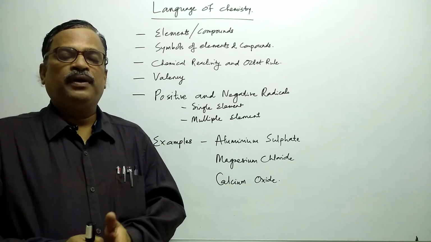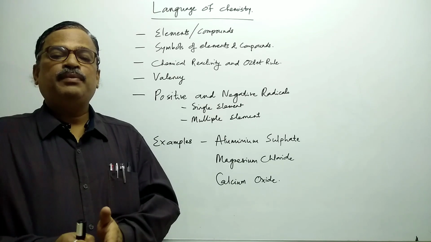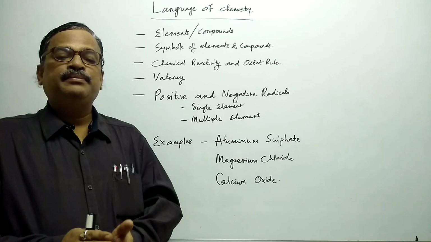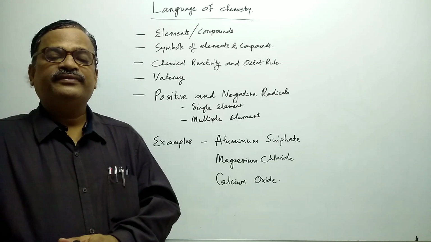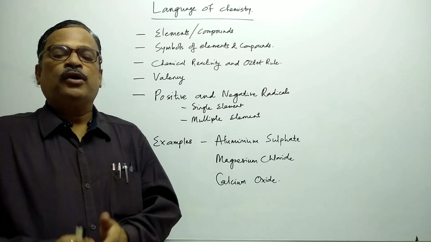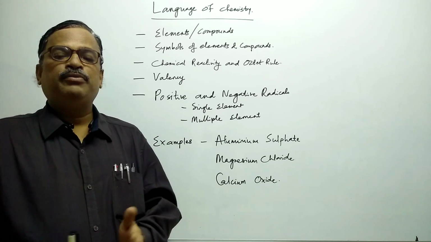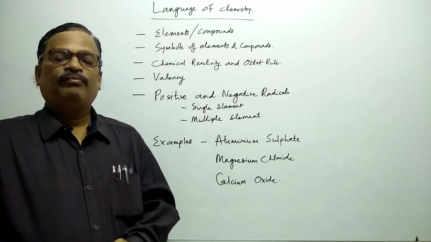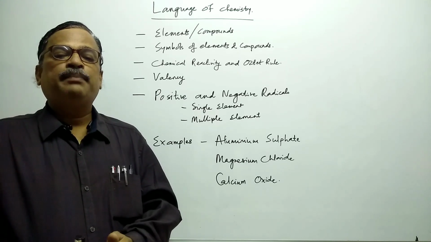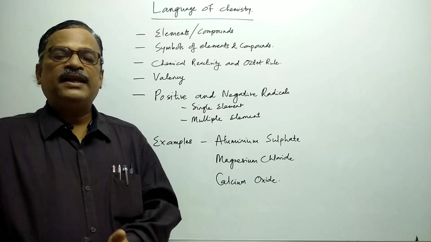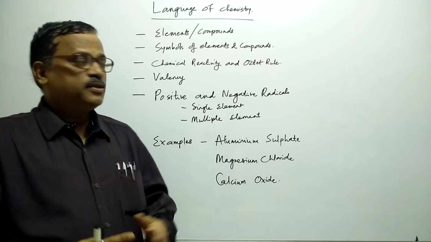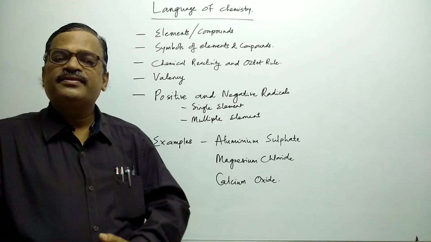Some elements were popular by English names, and some by Latin names. For Latin names, the symbols are derived from their Latin names. For example, copper is known as cuprum in Latin, so the symbol of copper is Cu. Symbol of lead is Pb, because in Latin lead is known as plumbum. Iron is known as ferrum, so the symbol of iron is Fe. So these are the symbols of the elements.